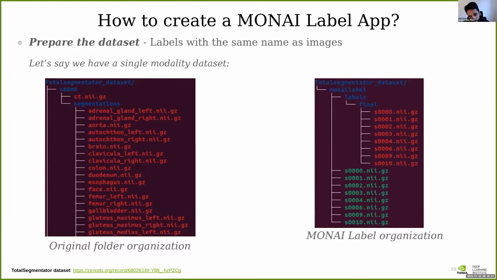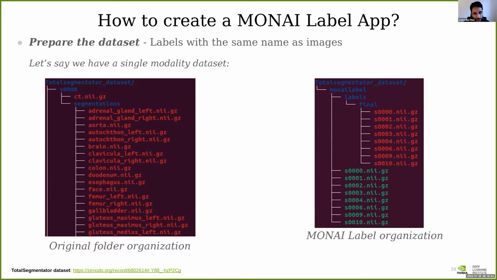If we want to use MONAI label to train the model on that dataset, we need to organize it in this way, the figure on the right. You can call it whatever you want. I call it MONAI label folder, right? Inside that folder, I put all the CT images with the use case name or any name that you want to put there. So you put the CT images inside that folder. You also put labels and then final.